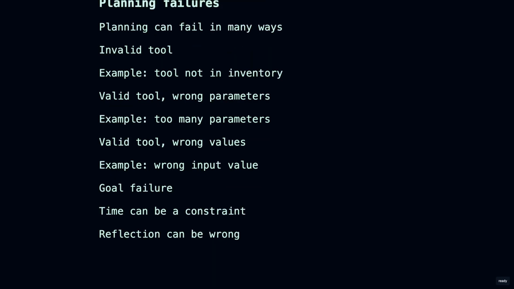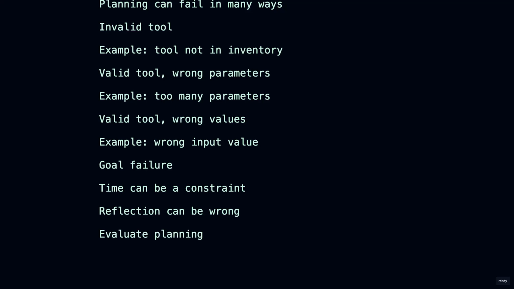Reflection failures happen when the agent believes it succeeded even though it did not. This is especially dangerous because the system may stop searching or correcting itself too early. To measure planning quality, give the agent a task and a tool inventory, then sample several plans for each case. That lets you score not just whether the agent can succeed, but how reliably it can produce a valid plan.